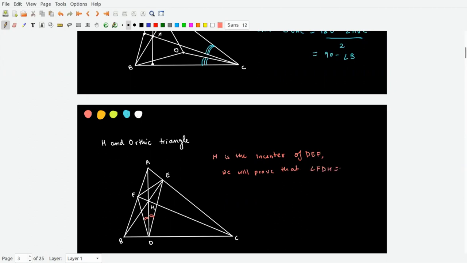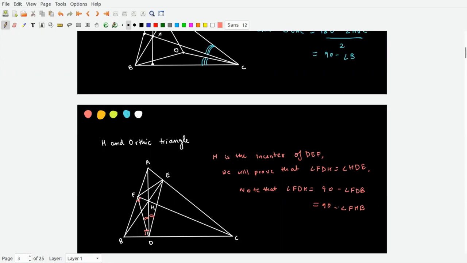Angle FDH is equal to angle HDE. So for this, note that angle FDH is equal to 90 minus angle FDB, right? Because AD is perpendicular to BC. Now what is FDB? Since we have HFB 90 and we also have HDB 90, we basically have HFBD cyclic. It's a cyclic quadrilateral. So angle FDB is essentially angle FHB. So 90 minus FDB is basically 90 minus FHB.